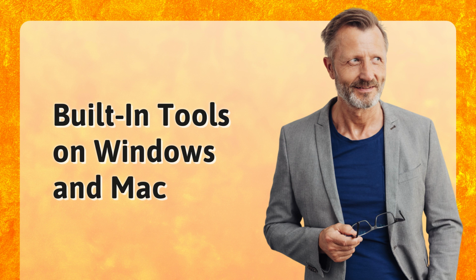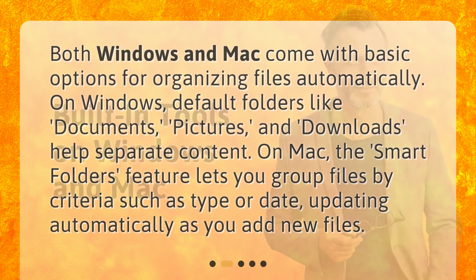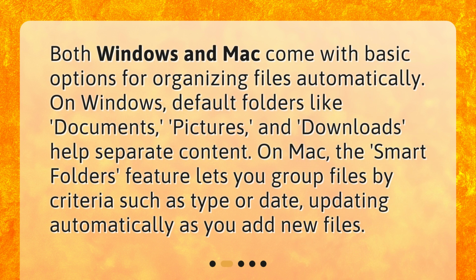Built-in tools on Windows and Mac. Both Windows and Mac come with basic options for organizing files automatically. On Windows, default folders like Documents, Pictures, and Downloads help separate content. On Mac, the Smart Folders feature lets you group files by criteria such as type or date, updating automatically as you add new files.